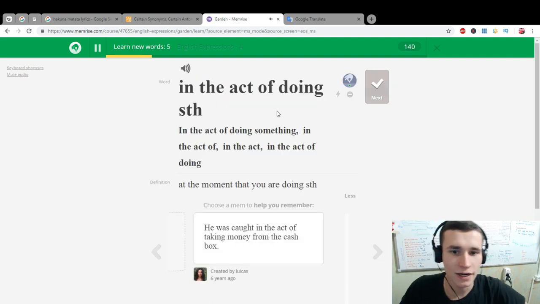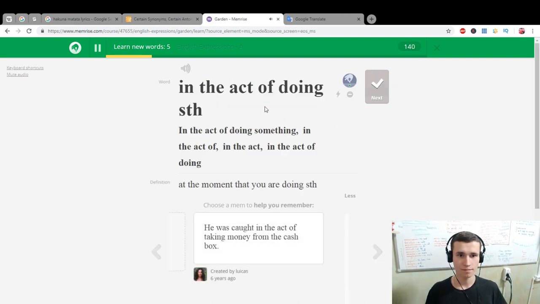In the act of doing something. At the moment that you are doing something. In the act of doing something. In the act of doing.